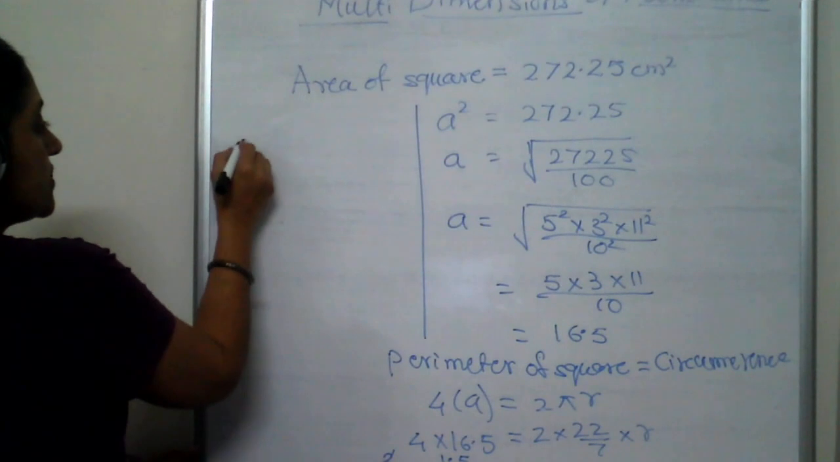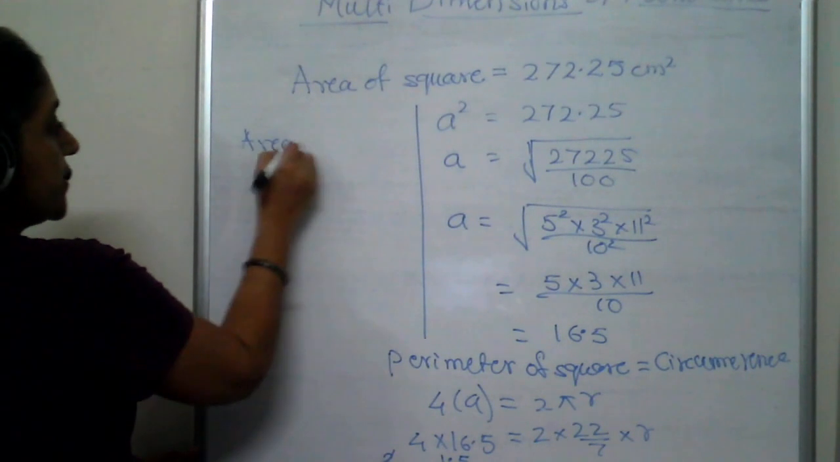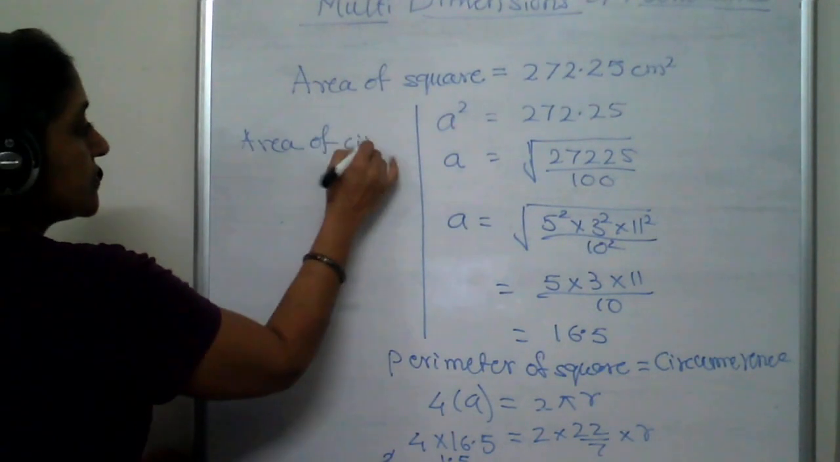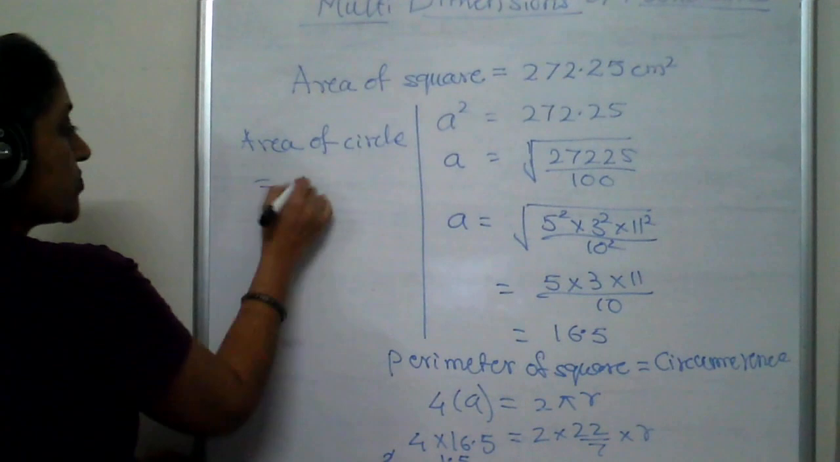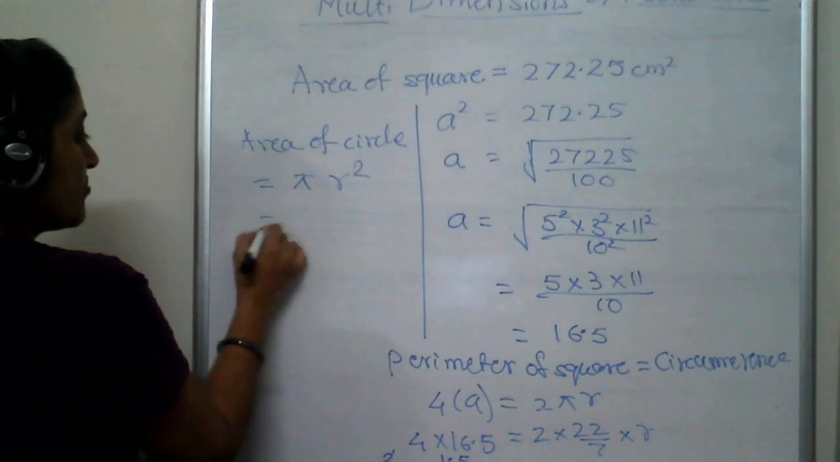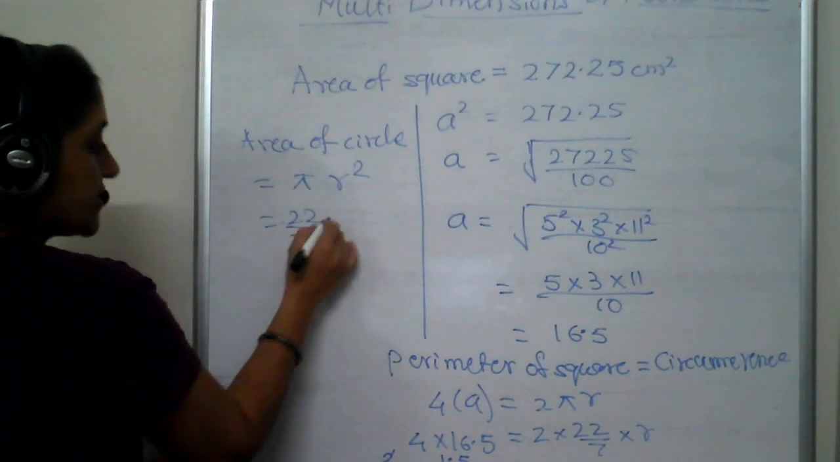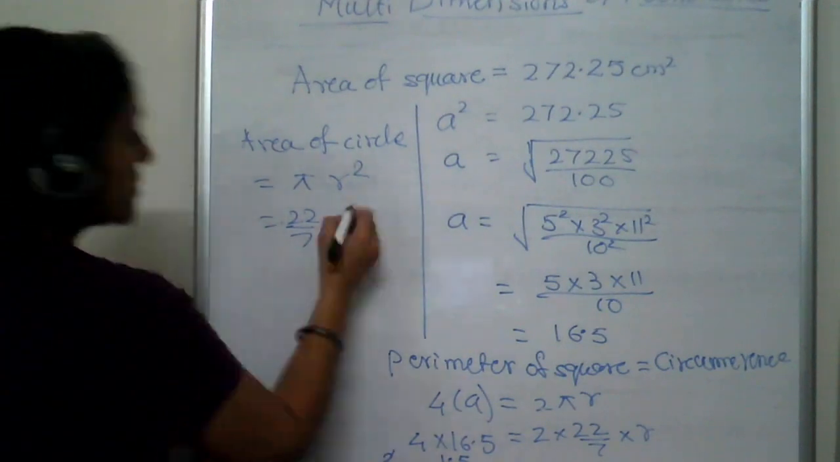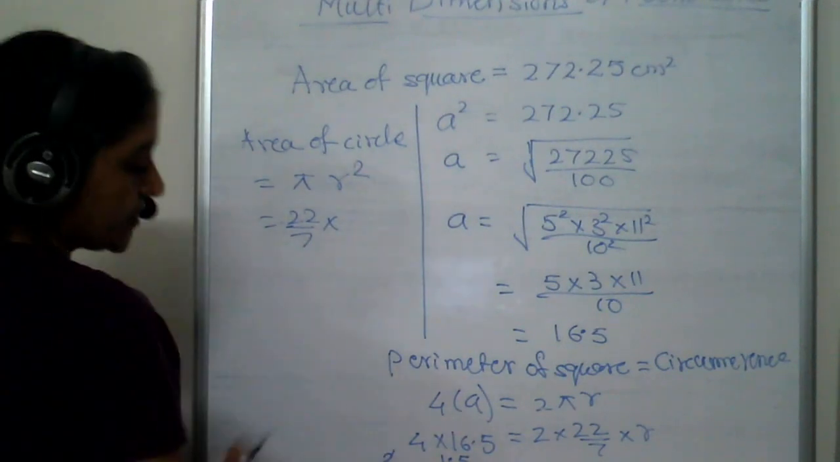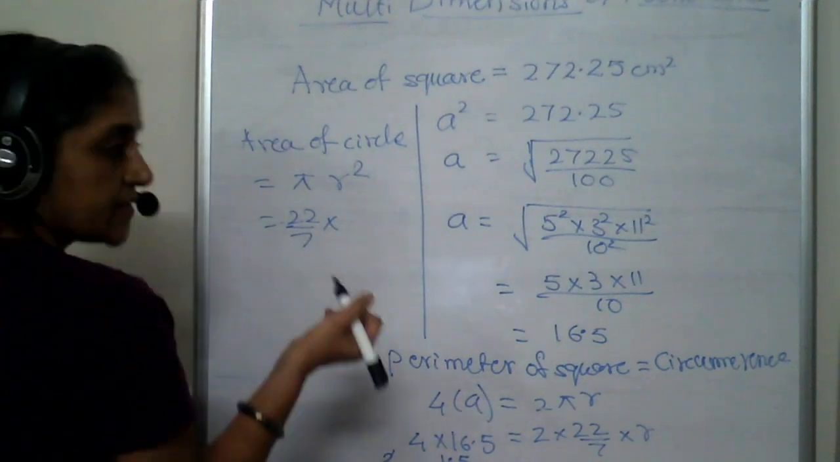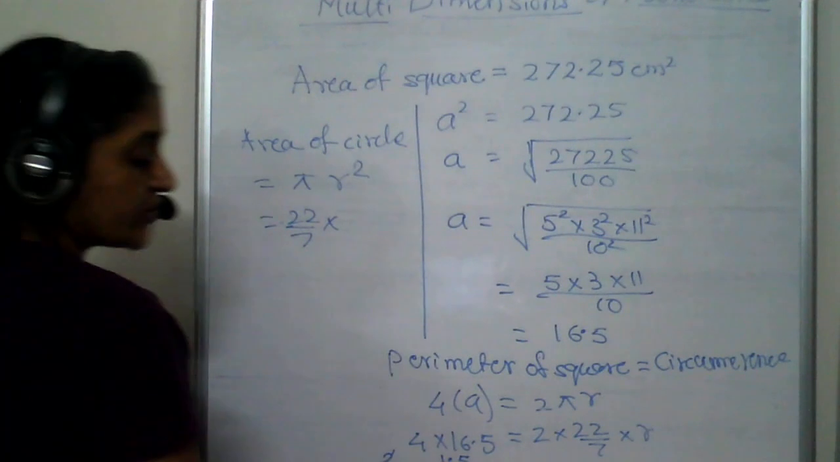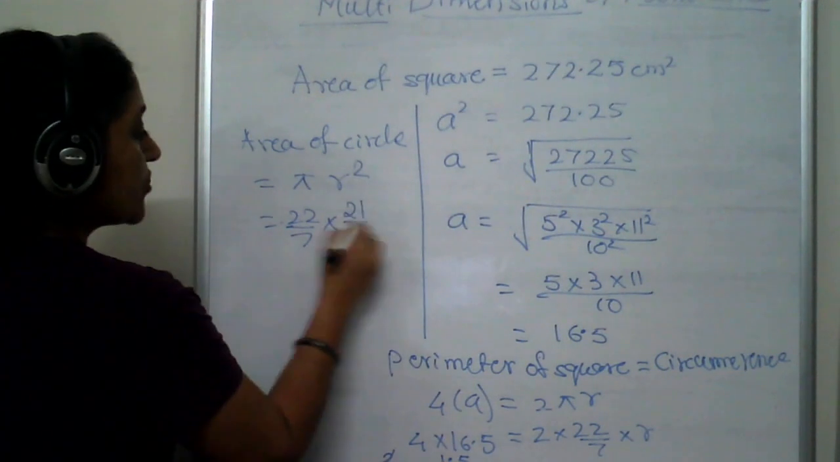Area of circle is equal to pi r square. Pi is 22 by 7. R is what? 10.5. If you want to know, 10.5 is nothing but 21 upon 2.